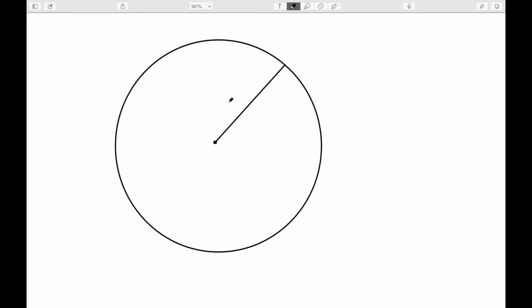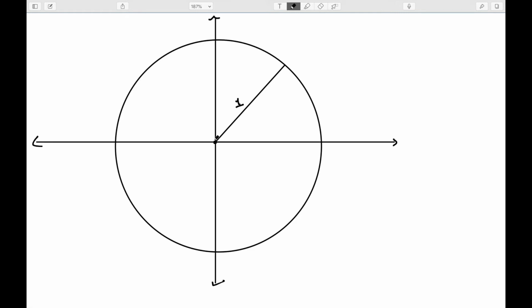So let's consider a unit circle. We have a circle, its center, and the radius is given by 1. Further, I want the center of this circle to actually be at the origin. So the circle's centered at the origin with radius 1. And I'm going to draw a triangle, a right triangle, so I'm going to draw a line straight down from this point to the x-axis, so this is a right triangle. In this case, this point right here, I'm going to call (x, y).